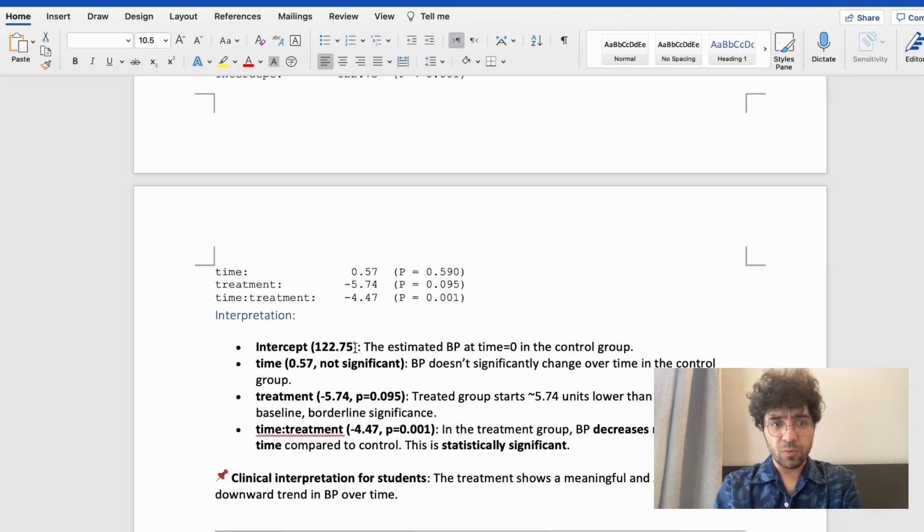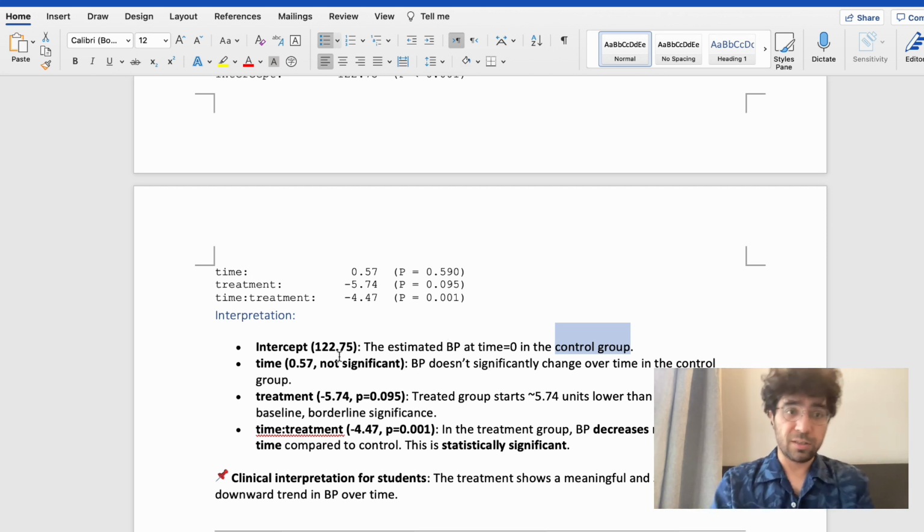So the intercept, 122.75, is the estimated blood pressure at time 0. If the other variables in the model are 0, that factor is gone, and the remaining thing is the estimate of blood pressure at time 0 in the control group, because these two are 0. So these two factors are cancelled, and what is left is the blood pressure. So blood pressure at time 0 in the control group is the intercept.